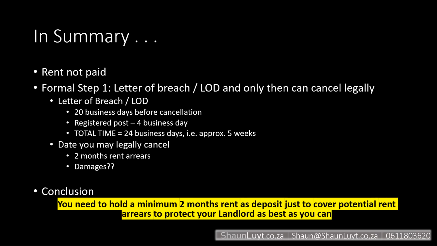In conclusion, as far as I'm concerned, my advice to you and to landlords is to hold a minimum of 2 months rent as deposit, just to cover potential rent arrears if things go wrong. Remember, the tenant's getting interest on the deposit. The deposit's held in an interest-bearing account. The only reason for this is that this is the security the landlord holds in terms of the lease. And you have to take enough to protect them as much as you possibly can.